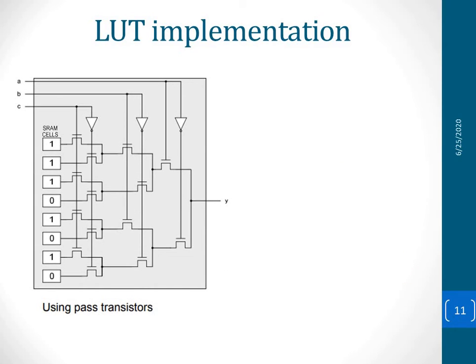Let's see the lookup table implementation. What is our function? AB plus C, isn't it? Our function is AB plus C. Here you can see these are nothing but pass transistors, all NMOS. NMOS gates are connected to C, C bar, B, B bar, A and A bar. This is C and this is C bar. C bar is connected to this NMOS gate, this one, this one and this one. Similarly, this is B and B bar. This is A and A bar.